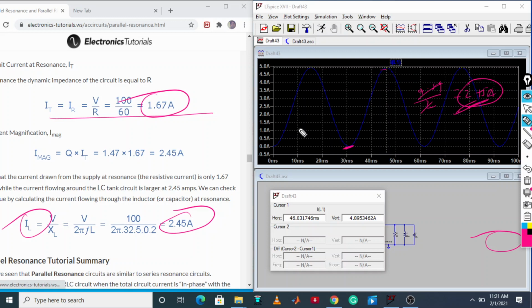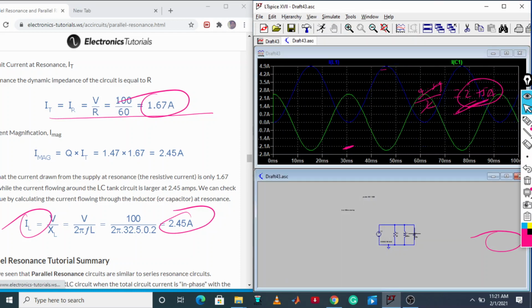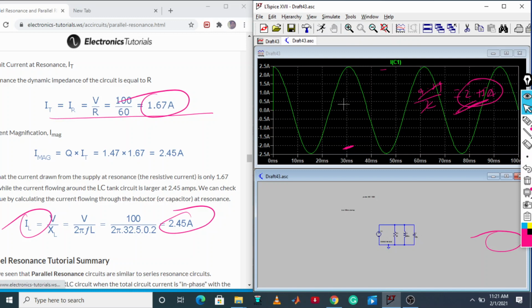This is how we calculate the current across inductance and current across resistance. If you see the current across capacitance, this is your current, it is oscillating between 2.5 ampere and minus 2.5 ampere. Now let us delete. So this is all about the parallel resonance circuit.